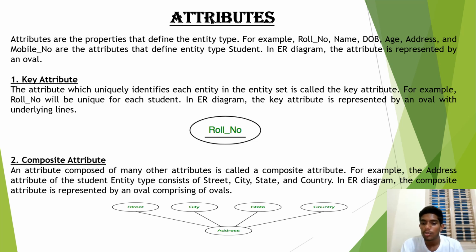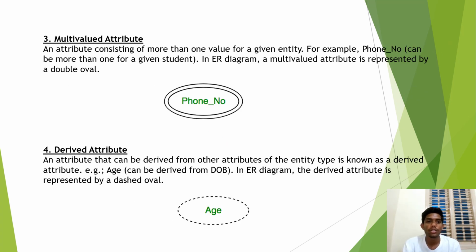Next type is composite attribute. Composite attribute is an attribute which is composed of many other attributes. For example, the address attribute of the student contains street, city, state, country. This is known as composite attribute. Multi-valued attribute. An attribute consisting of more than one value for a given entity. For example, phone number. A phone number can be given more than one for a given student. In ER diagram, multi-valued attribute is represented by double oval.